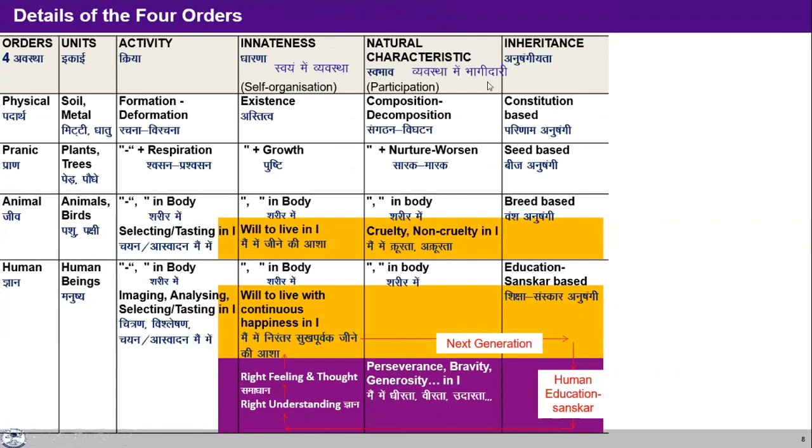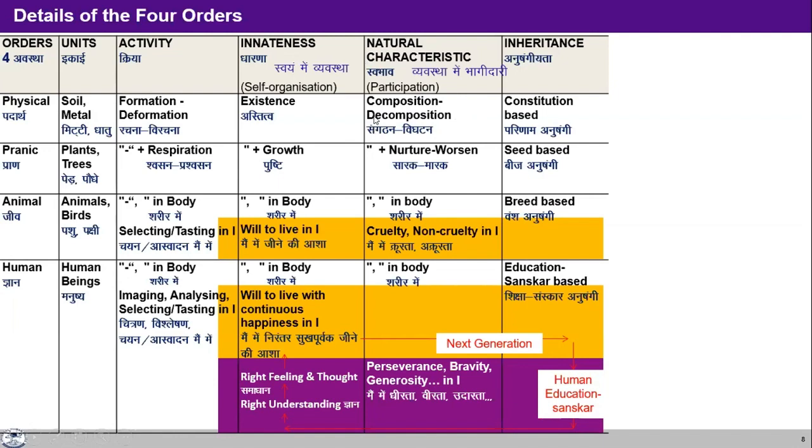The next thing that we can also observe is the natural characteristic. There are many questions associated with natural characteristics, so we brought this also into discussion. The natural characteristic of a physical unit is composition and decomposition. Whatever activity is taking place in the physical order by formation and deformation is ultimately leading to composition or decomposition. So the formation of a house is composition, the deformation of the house is decomposition. If you look at the participation in the larger order, which is the natural characteristic, it is always in terms of composition or decomposition.